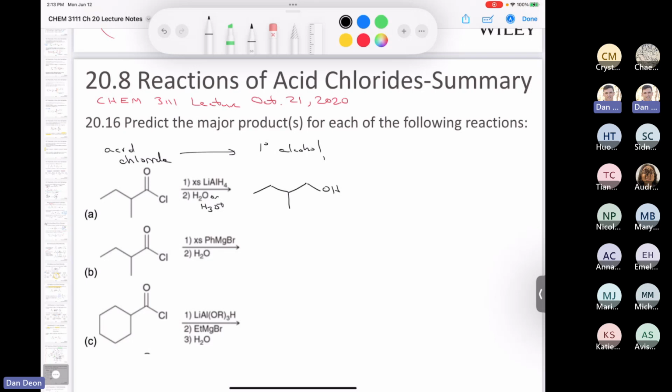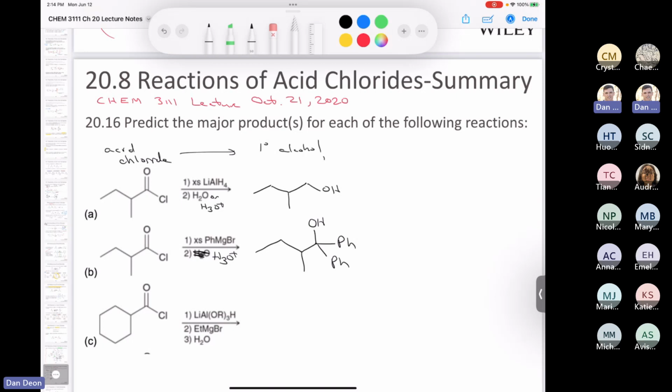Anyhow, the next one, we take an acid chloride and treat it with excess phenylmagnesium bromide. Remember, it's going to add once and generate the tetrahedral intermediate. We lose the chloride, form a ketone, and a second equivalent of the phenylmagnesium bromide reacts with that. We change the water to aqueous acid. So it adds twice, and we end up with a tertiary alcohol with two phenyl groups attached. Let me just move this down a little bit. There we go.